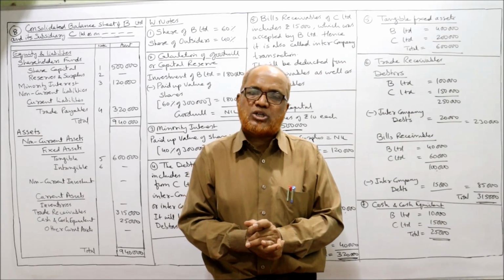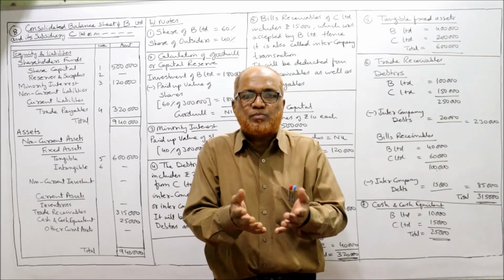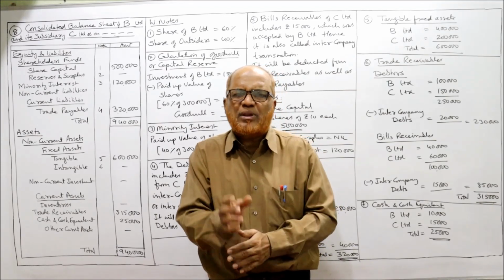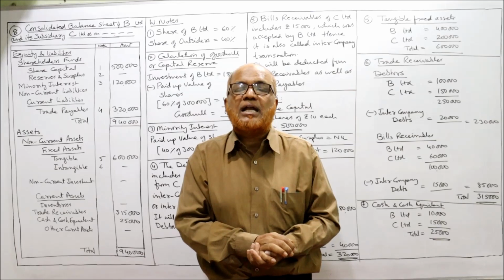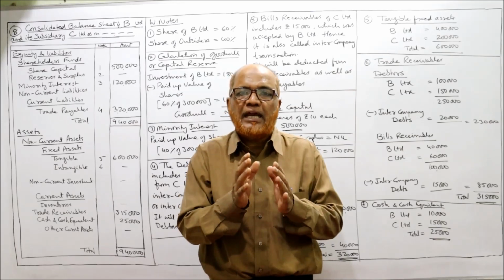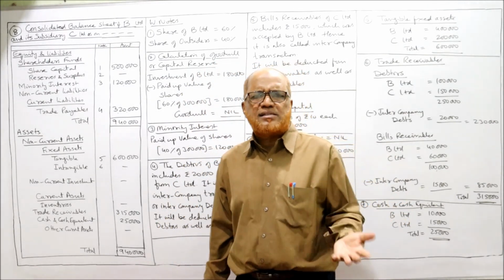These are the two transactions. These are the two additional pieces of information. In the previous problem, this point was not there. So in this problem, the only new point is this: intercompany transaction or intercompany debt. Remaining all the points are very, very simple.